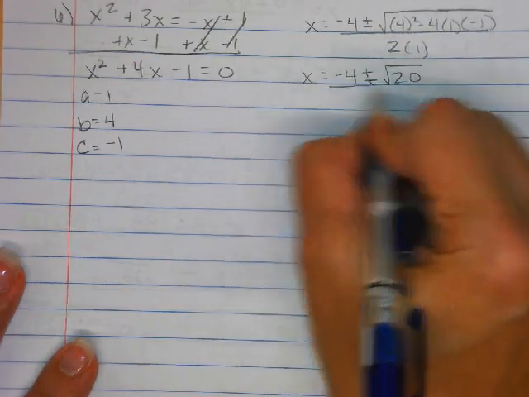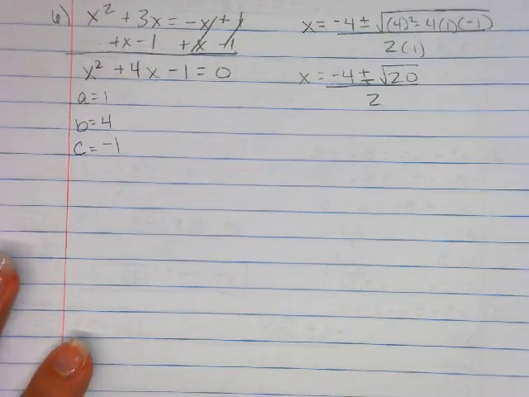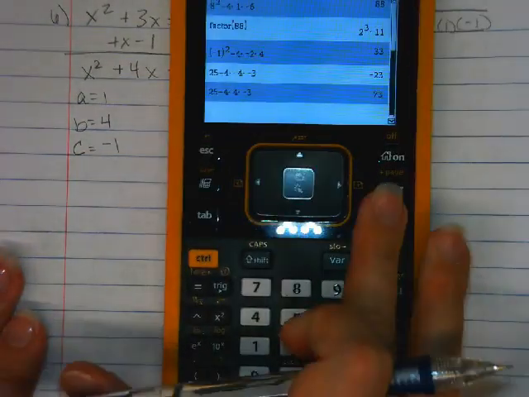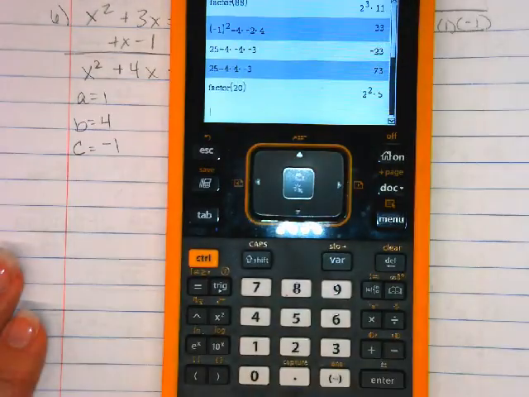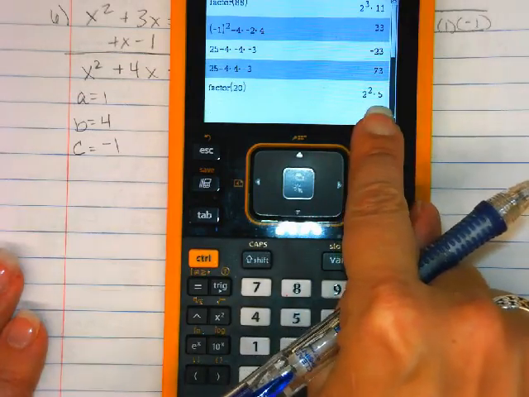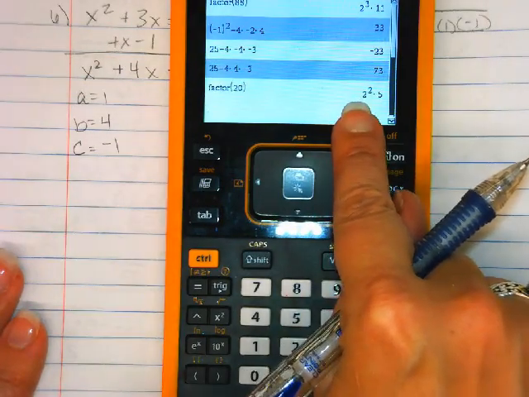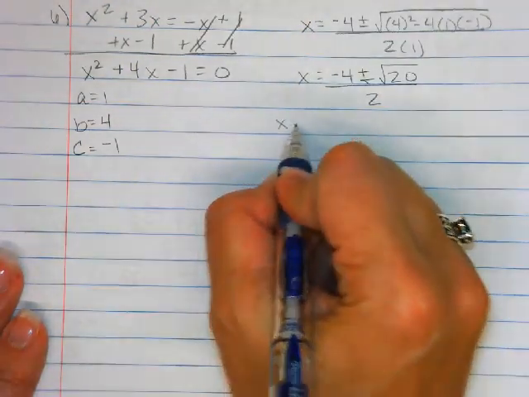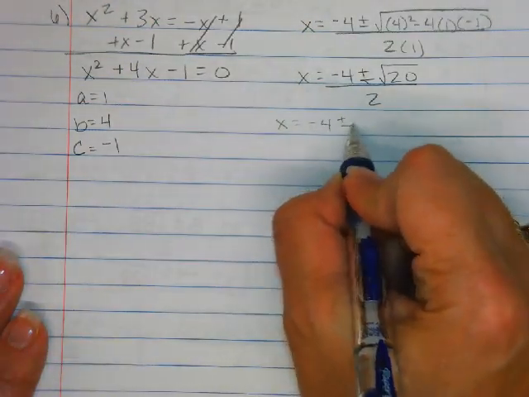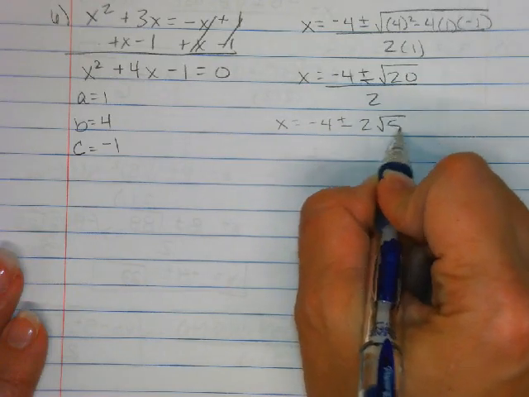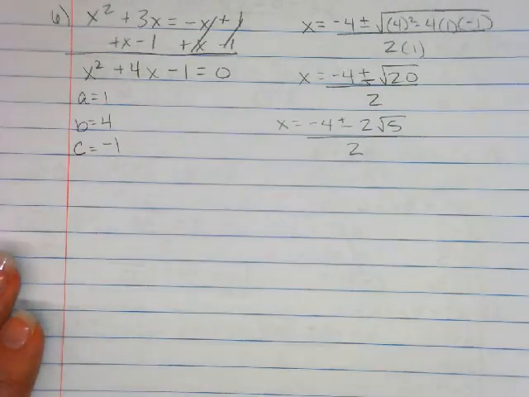What do we know about the square root of 20? It can simplify. We can say it is 2 squared times 5. So I have a pair here. Where does that go? That goes outside. So I have x equals negative 4 plus or minus 2 times the square root of 5, all over 2.